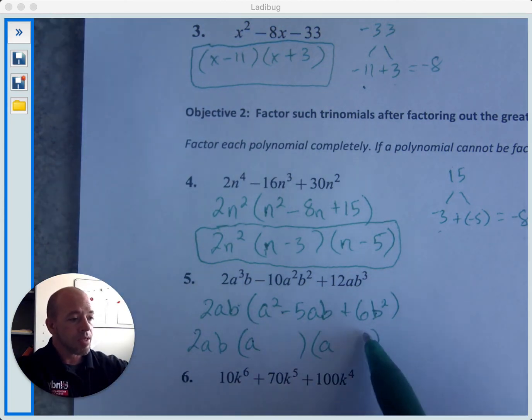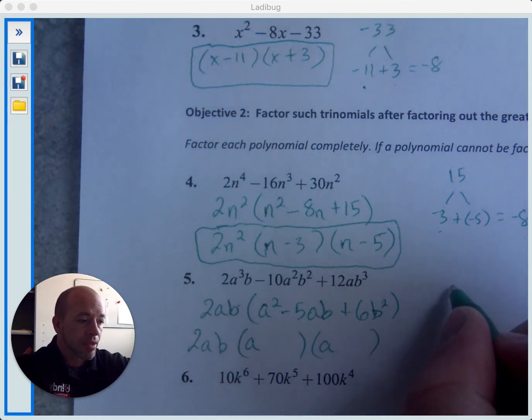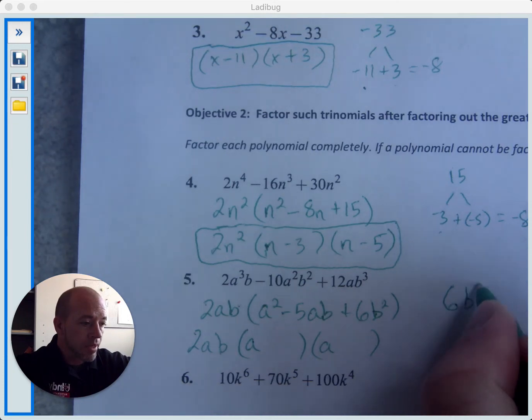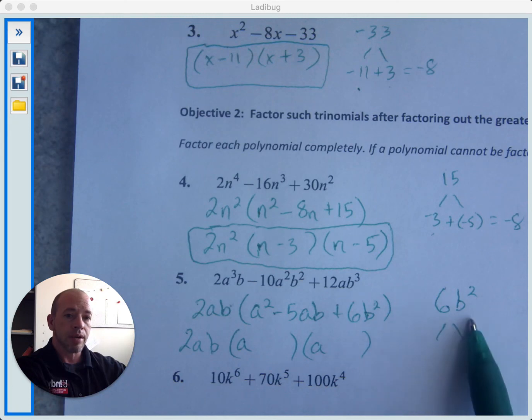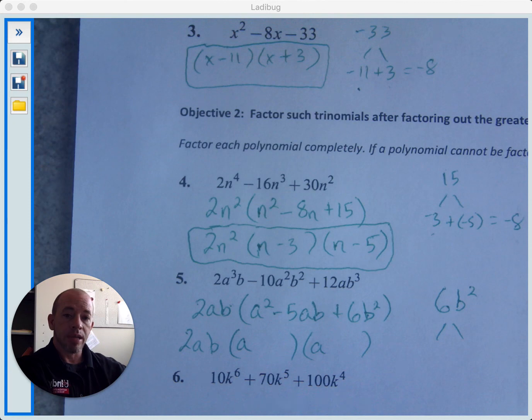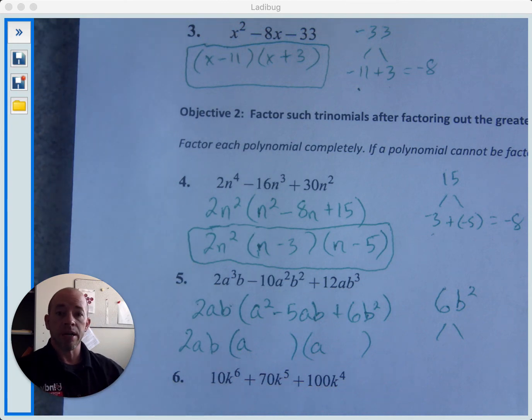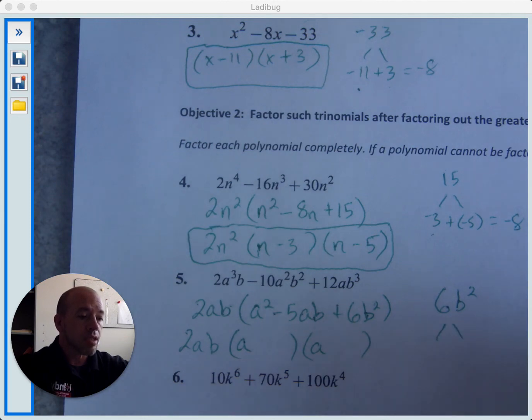So we have this 6b squared on the end. We could think of that as our constant term even though it has a b squared. So for 6b squared, we want to know if we can find two numbers that will multiply to give us 6b squared and add up to negative 5ab, or negative 5b, since a is the variable. So 1 and 6 somehow, right? 1 times 6 is 6, and 6 minus 1 is 5, so we're going to use 1 and 6 somehow.